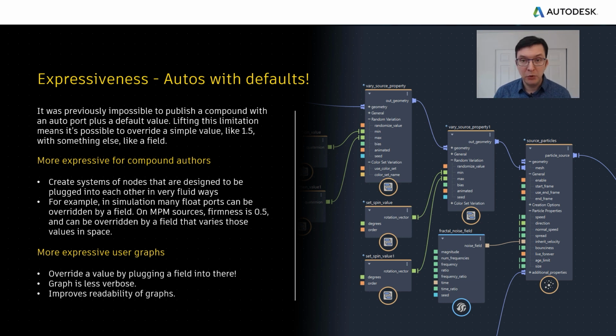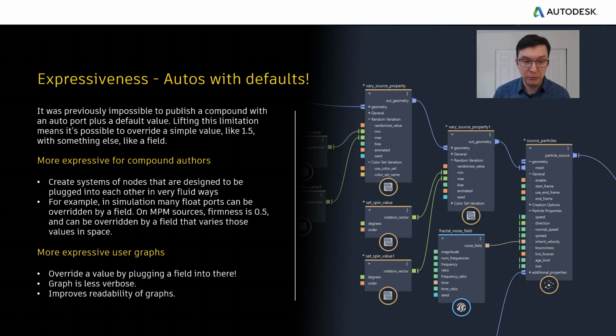So the Bifrost graph is now more expressive as well. One way in which we've done this is with auto ports with defaults. And to explain what this is, it was previously impossible to publish a compound with an auto port that had a default value. And by lifting this limitation, it means that it's possible to override a simple value, like 1.5, with something else, like a field. And this is more expressive for compound authors to start with, because they can now create systems of nodes that are designed to be plugged into each other in very fluid ways with override kind of behaviors.